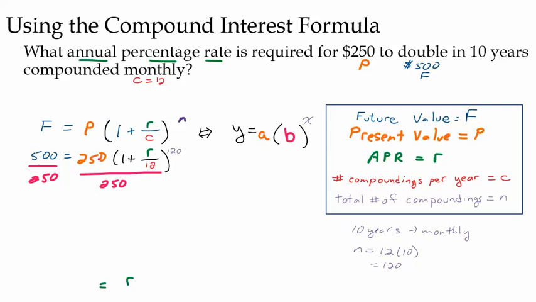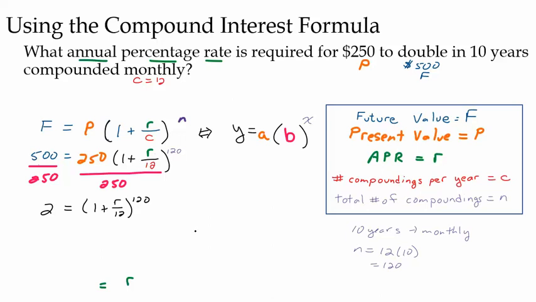If you thought, maybe I want to distribute this 250 in here, well, you can't do that because of the 120th power, because of the order of operations. You have to do this exponent first before you would multiply this 250. So it's illegal to distribute this 250 in here, okay? Just in case you were thinking about doing that. So 500 divided by 250 is 2. And then on the right-hand side, we have 1 plus R over 12 to the 120th.